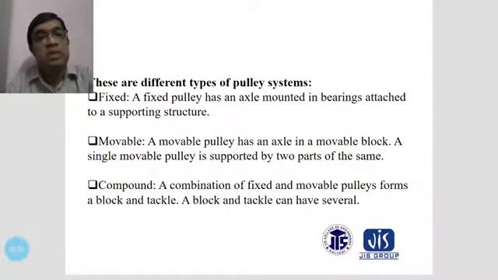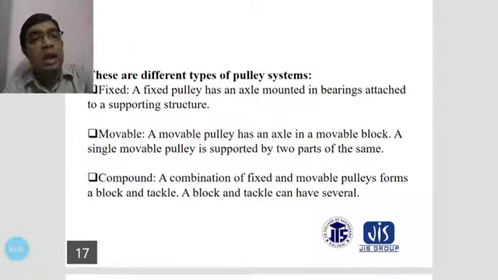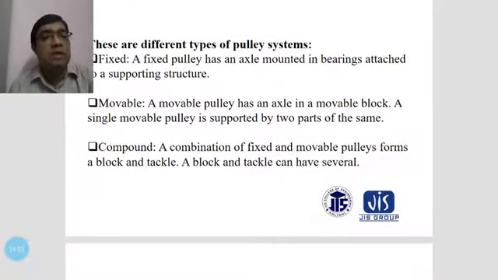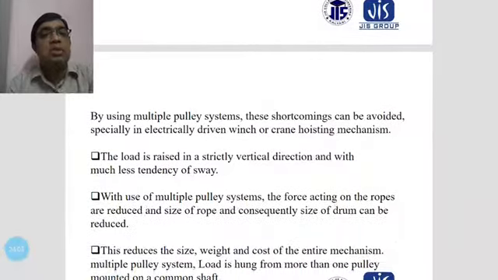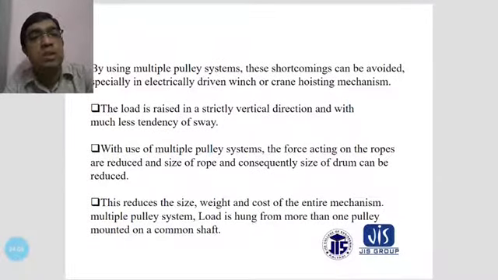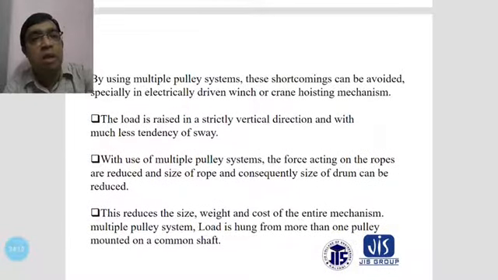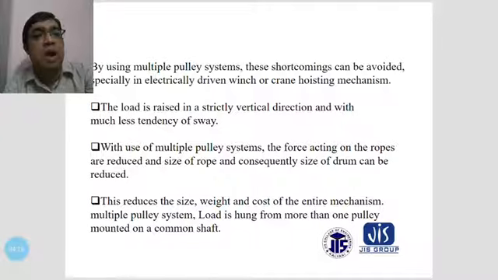And from this, the block and tackle blocks and a tackle also will be here. A block and tackle can have several considerations. By using multiple pulley systems, these shortcomings can be avoided, especially in electrically driven hoists or cranes. The hoisting mechanism is here.